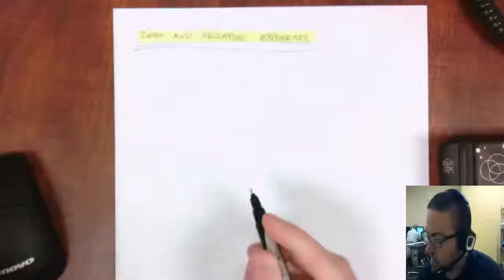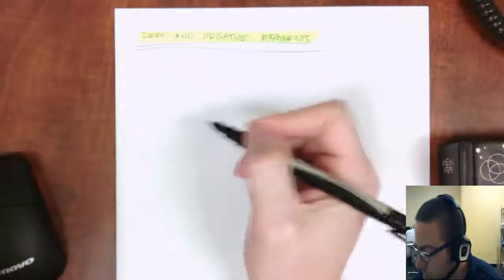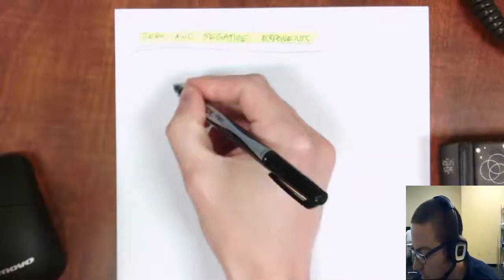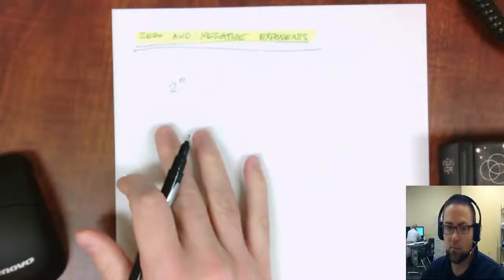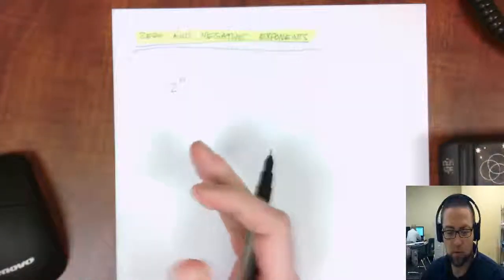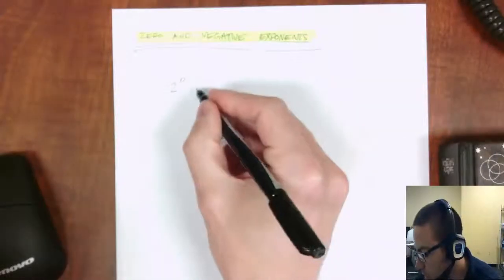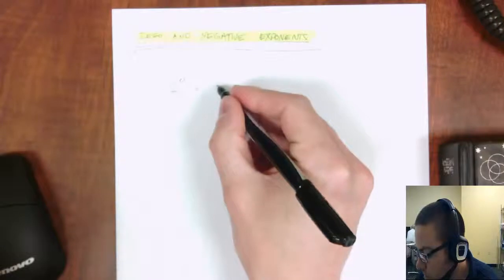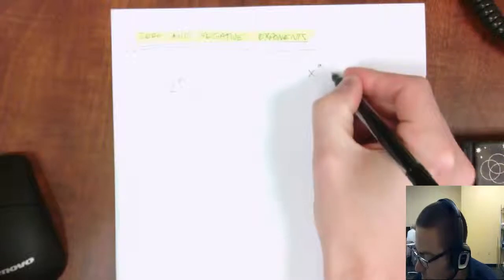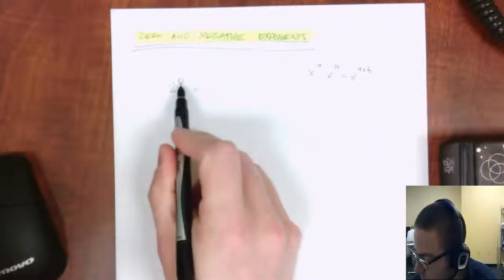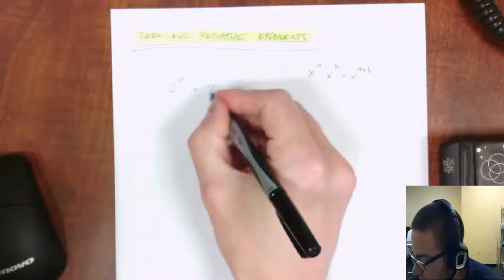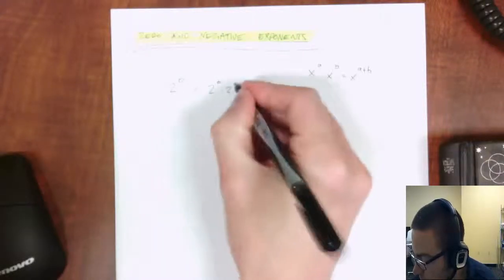Okay, we want to make some sense out of zero and negative exponents. So when we have something like 2 to the 0, we want to make sure that it follows all the rules that seem to work with positive exponents. We already know that x to the a times x to the b is x to the a plus b, right? So if we said two numbers add up to 0, we could say that's maybe 2 to the 0 times 2 to the 0.